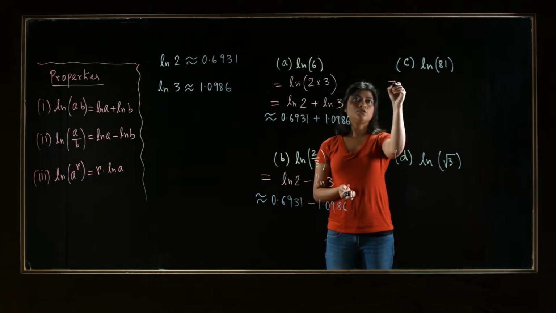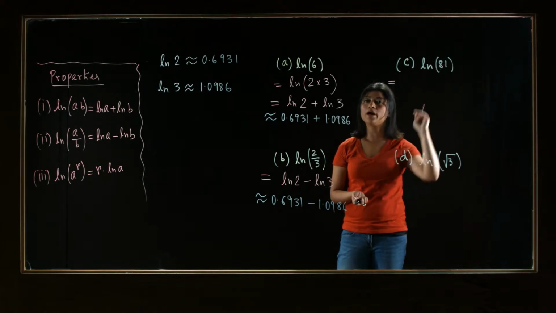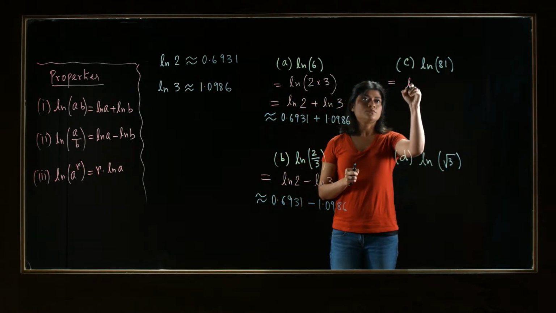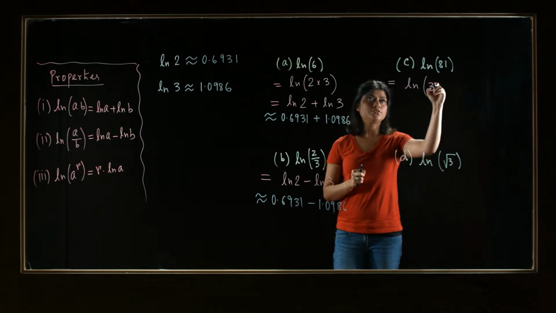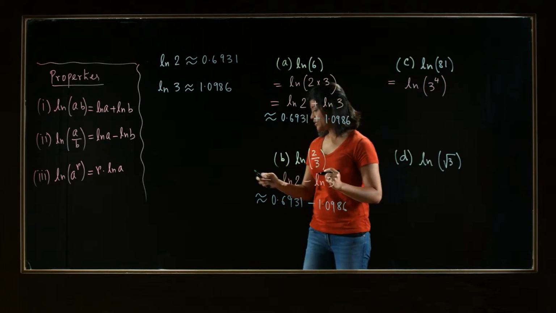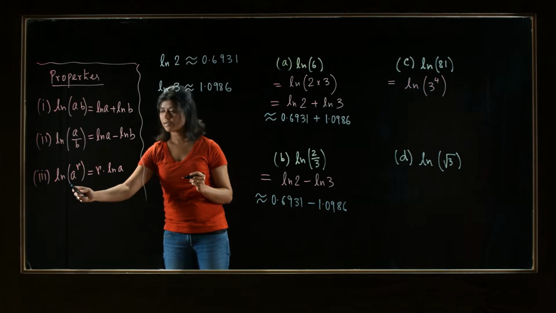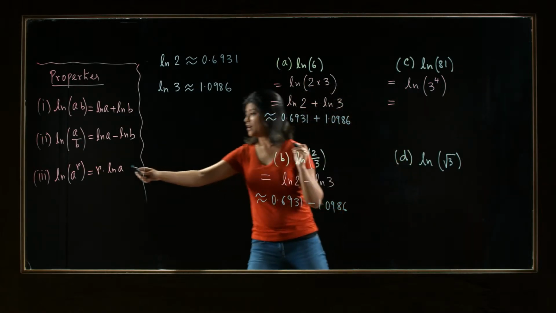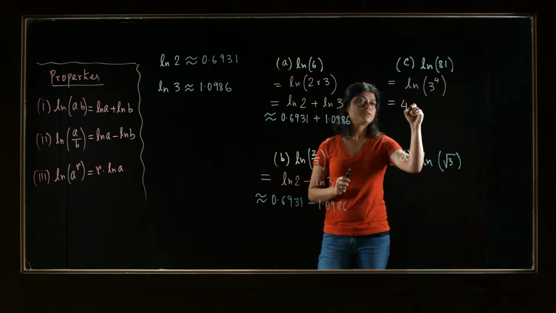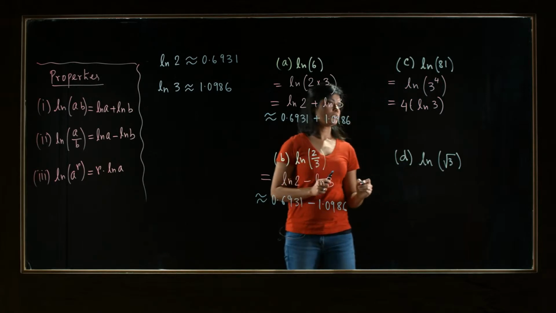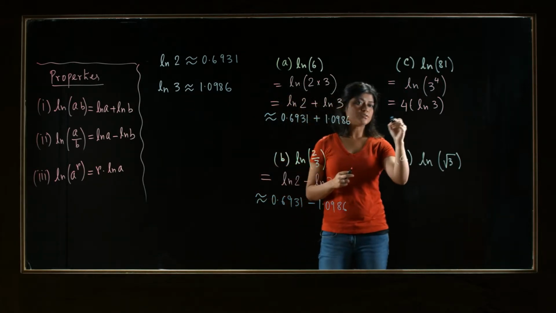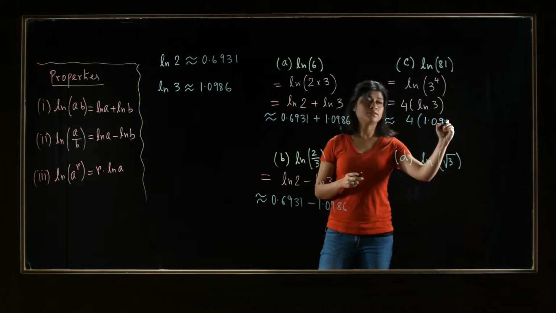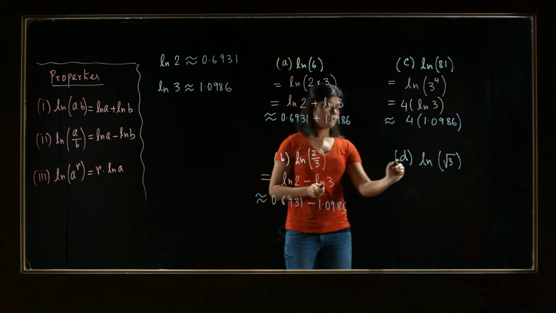Moving on, for the third problem, now we have the number 81. Now think, how can we rewrite 81 in terms of 2 and 3? Well, 81 is 3 to the power 4. And therefore, we should be applying property 3 because that's when we have the expression a to the power r. So if we apply property 3, we get r times, so 4 times ln of 3. And then again, we know the ln of 3, so this is approximately equal to 4 times 1.0986.